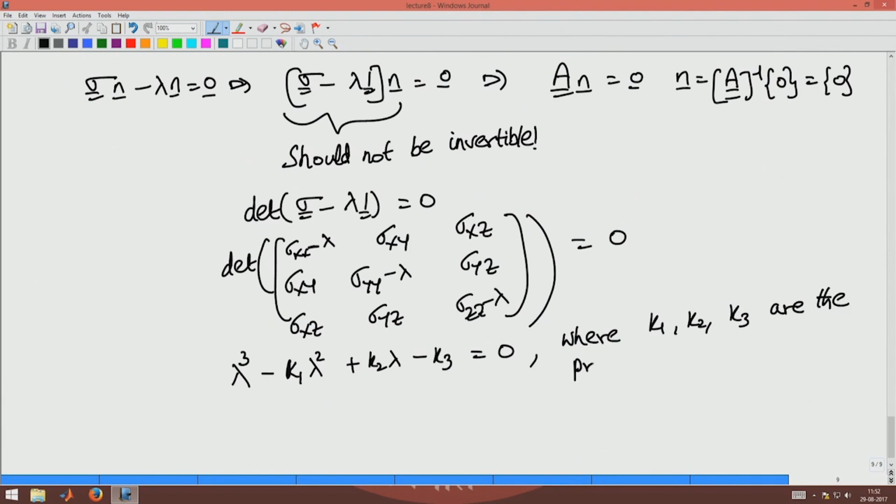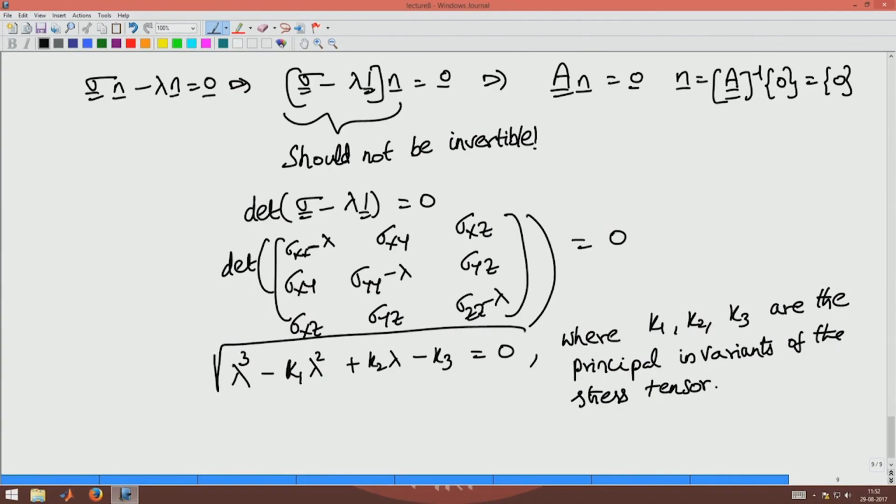So, the solution to this cubic polynomial gives 3 real roots, because sigma is a symmetric tensor. Since sigma is a symmetric tensor, you will get 3 real roots for this characteristic equation. This equation, by the way, is called the characteristic equation.